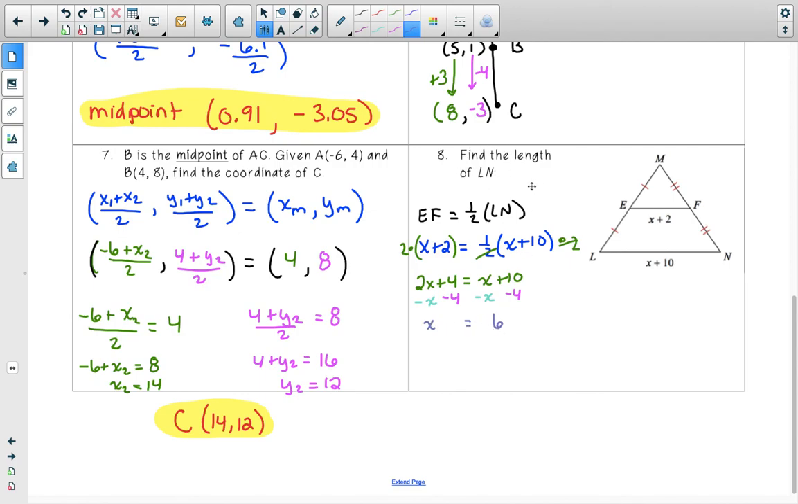That is not what the question is asking for, but now that we have x equals 6, we can plug it into our length of LN. So again, LN is equal to x plus 10. We can then say that LN is equal to our value of x, 6, plus 10. So the length LN is equal to 16 units. 16 units, because it is a length. We need to make sure we have our units on our numbers. And that is the triangle midsegment theorem.